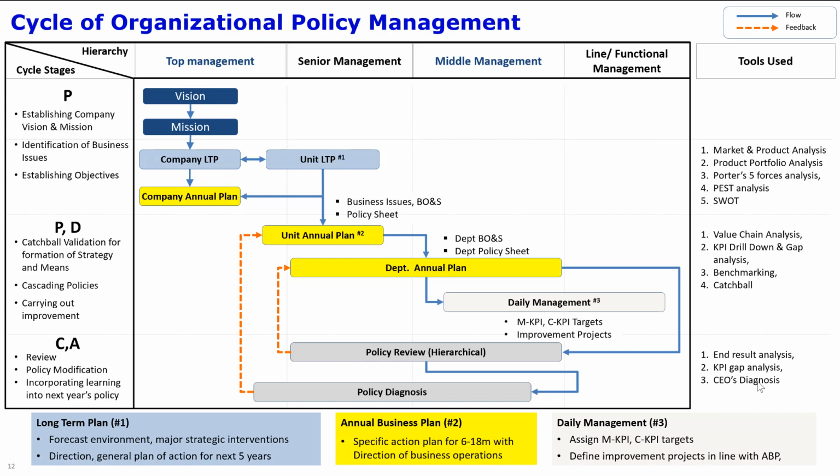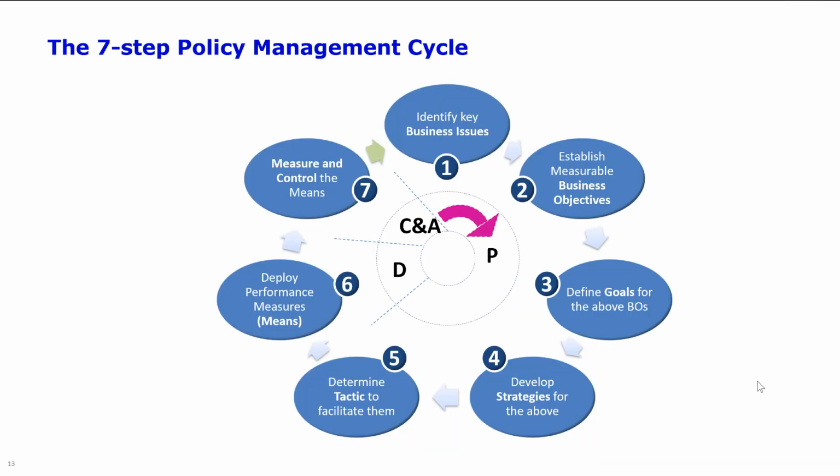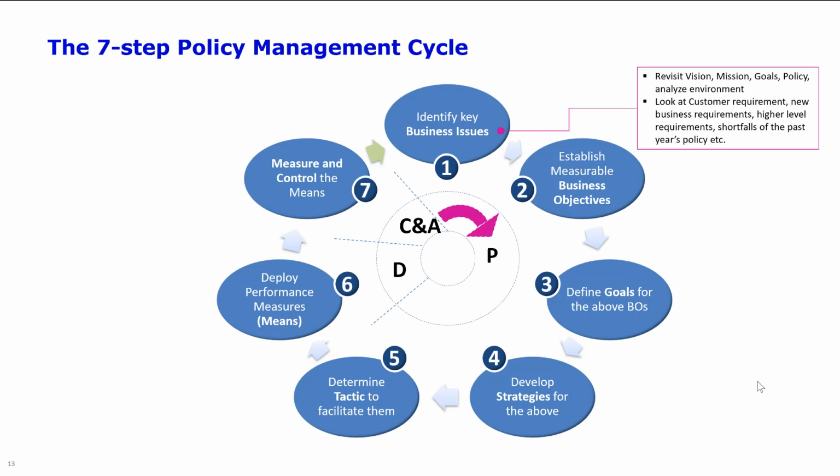So as you can see, I have explained the cycle of organizational policy management here. And if I were to write the process steps of this whole cycle, it would look like this. This would comprise these 7 steps. So as we discussed, first we identify the business issues. Then we establish the measurable business objectives.